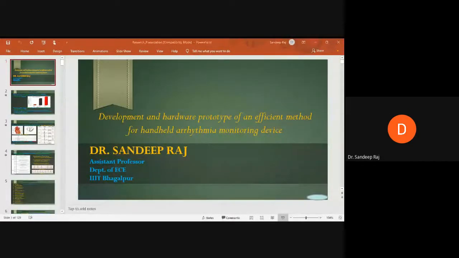So the topic for today's lecture is the development and hardware prototype of an efficient method for a handheld arrhythmia monitoring device. The main aim of this lecture is to develop an ECG monitoring system which is capable of detecting diseases in real time at the place of the patients itself.